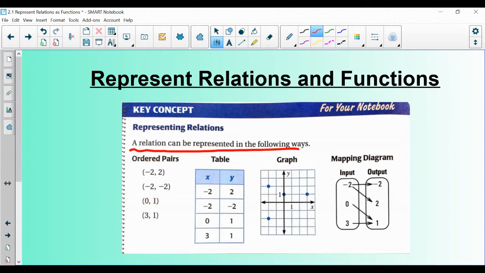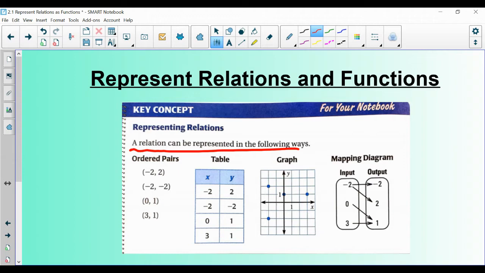I want you to notice that this is the same relation represented in 4 different ways. It's always -2 is paired with 2. It's representing the same relation in 4 different ways. You guys should be able to go between any of these. If I gave you a mapping diagram, you should be able to give me a graph. Or if I gave you a table, you should be able to give me a mapping diagram, and vice versa.